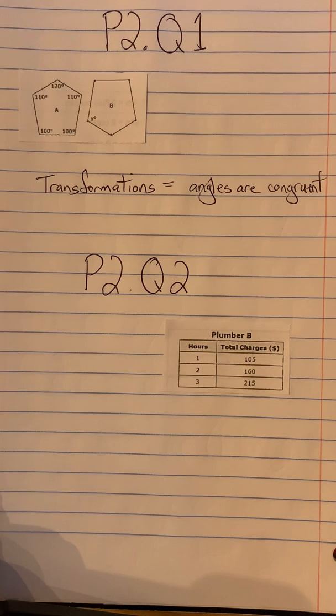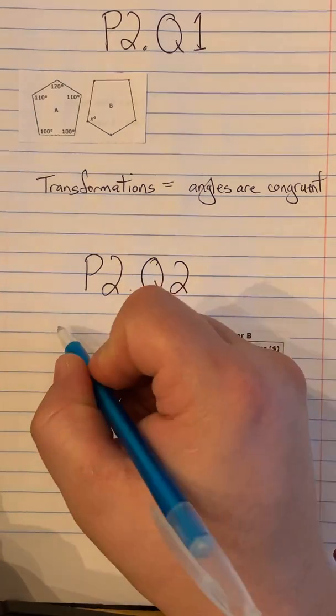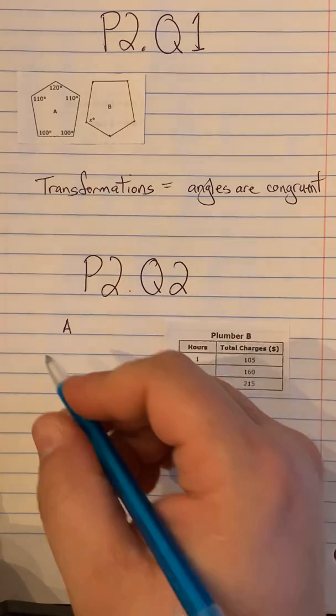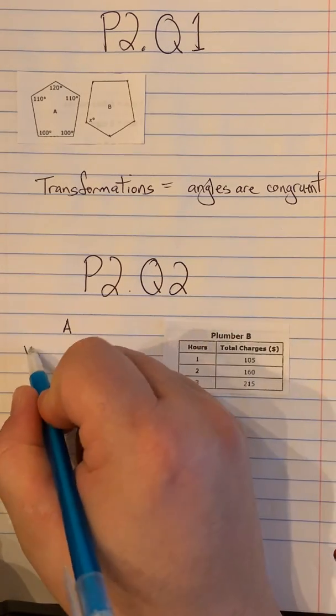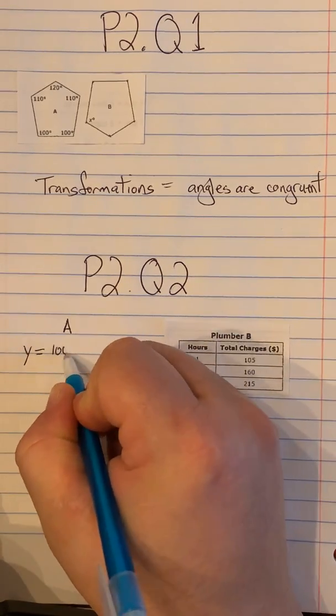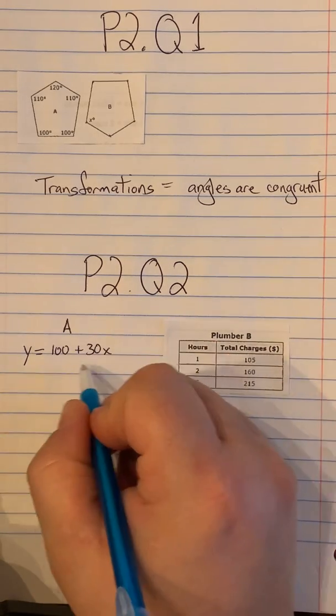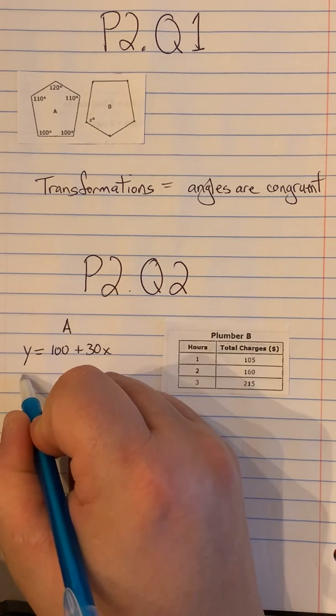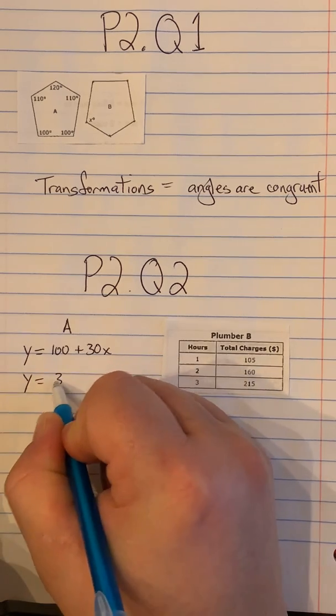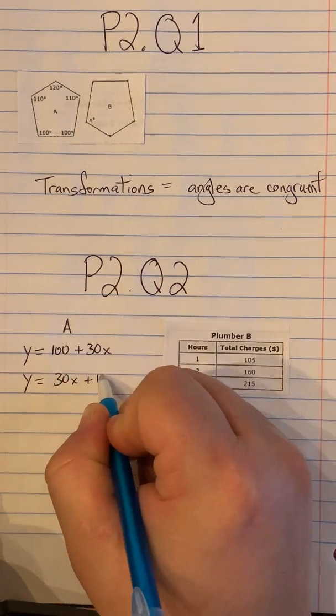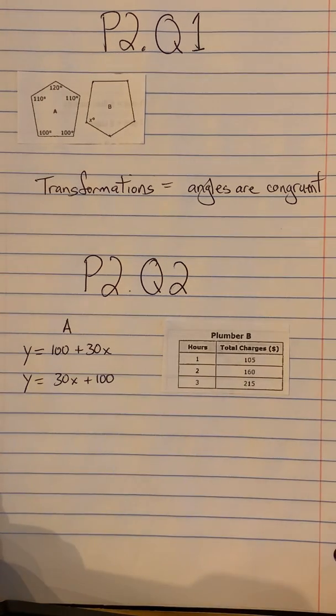Question 2 has to do with two plumbers that charge a fee and an hourly rate. All right, now plumber A, all of his information is in this equation, y equals 100 plus 30x. And if you're more comfortable, we can switch this around and it's y equals 30x plus 100, which is more like the y equals mx plus b you are accustomed to.